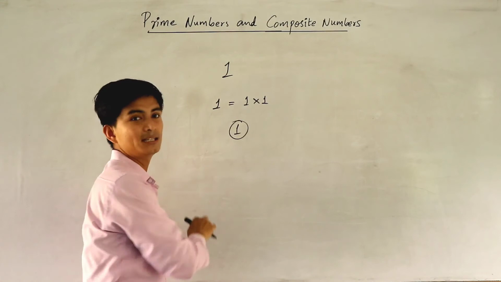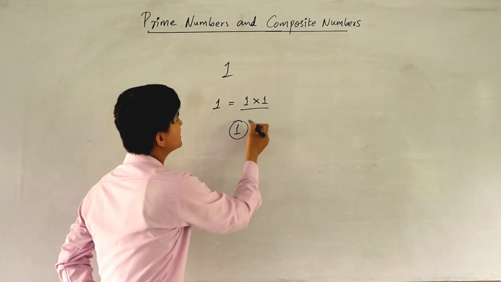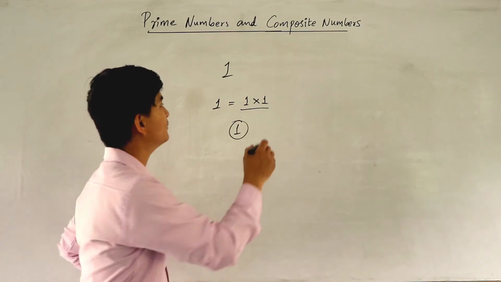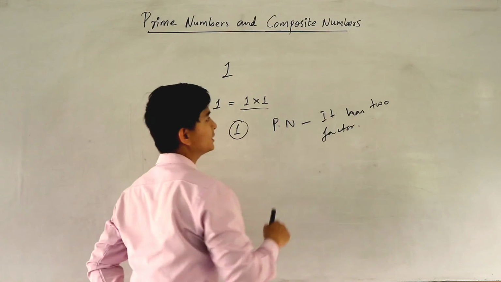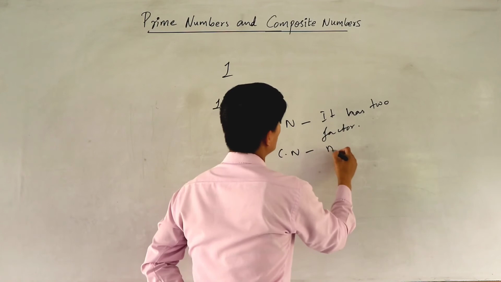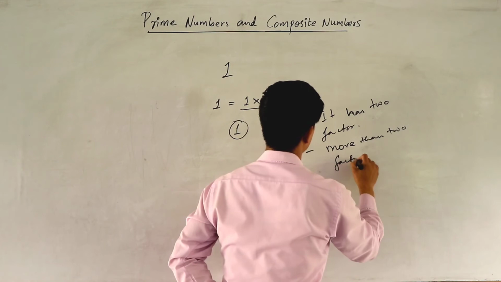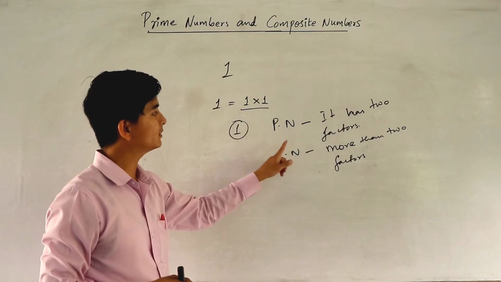The reason is, we have already said before, what does a prime number have? It has two factors. A prime number has two factors, and a composite number has more than two factors. Remember this: a prime number has two factors, and a composite number has more than two factors.